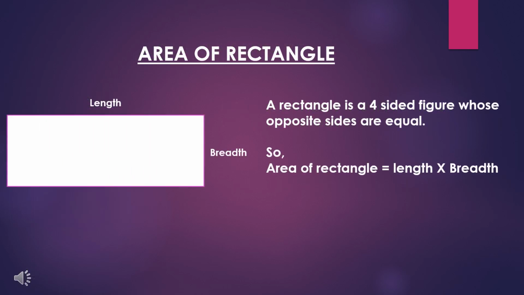Area of rectangle. A rectangle is a four-sided figure whose opposite sides are equal. That is, it has two lengths and two breadths. So, area of rectangle is equal to length into breadth.